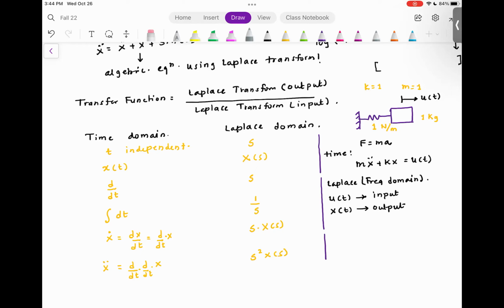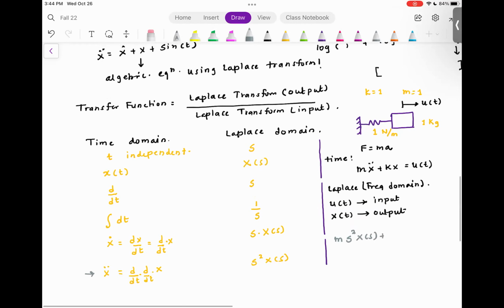So I want you to see what happens. X double dot would become s square X of s, right? Plus k is a constant, just like m, k is a constant. So it will become k X of s, and u will become capital U of s. Do you agree with me?